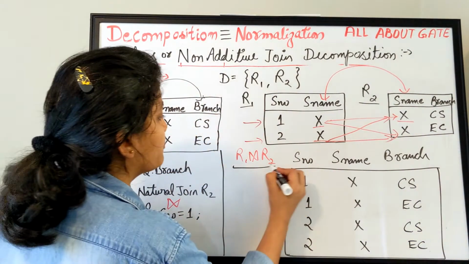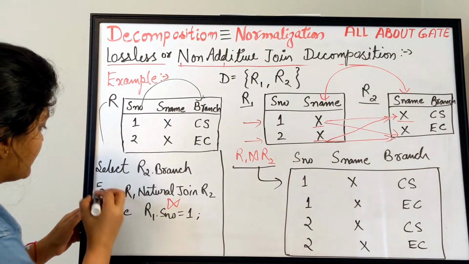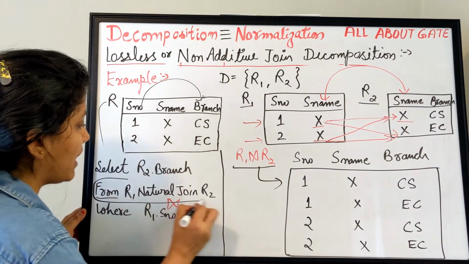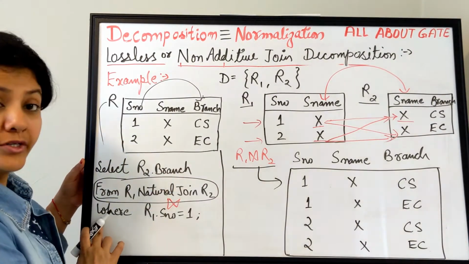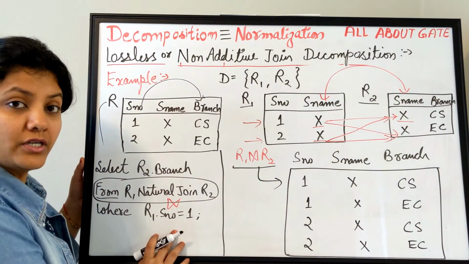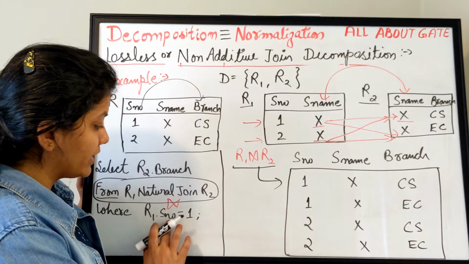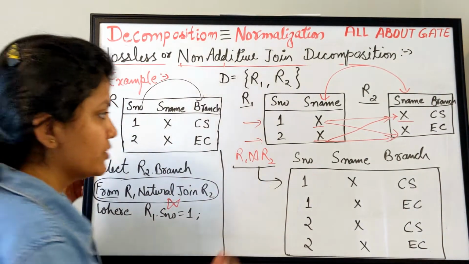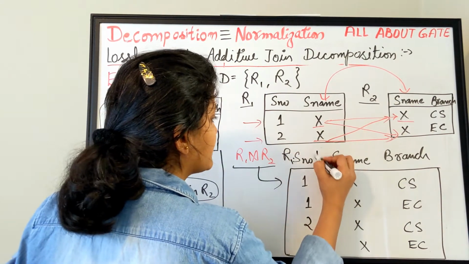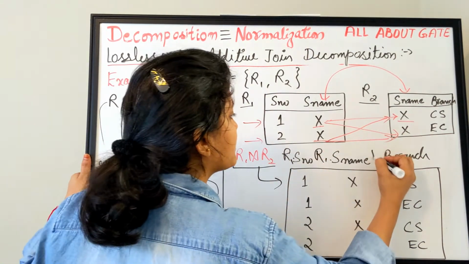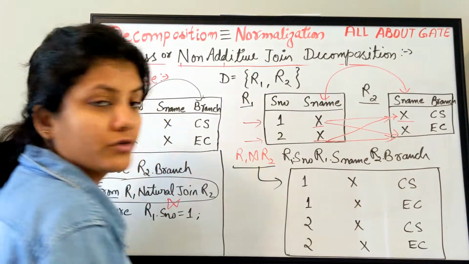This is the output of this operation, that means the output of the operation performed up till here. After you have performed this, you are going to apply the where condition. The where condition says R1 dot S number should be equal to 1. So this is basically R1 dot S number, this is R1 dot S name, and this is R2 dot branch.